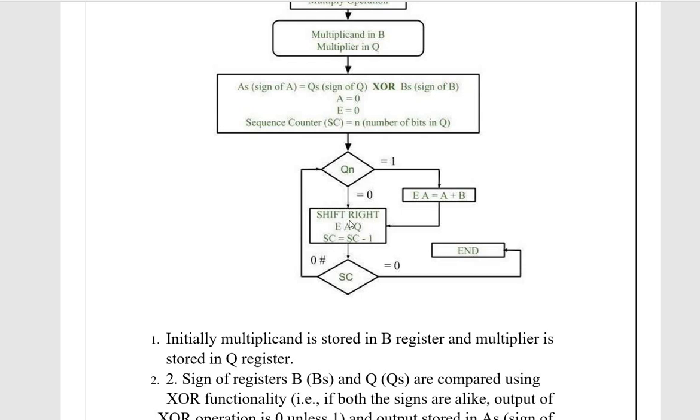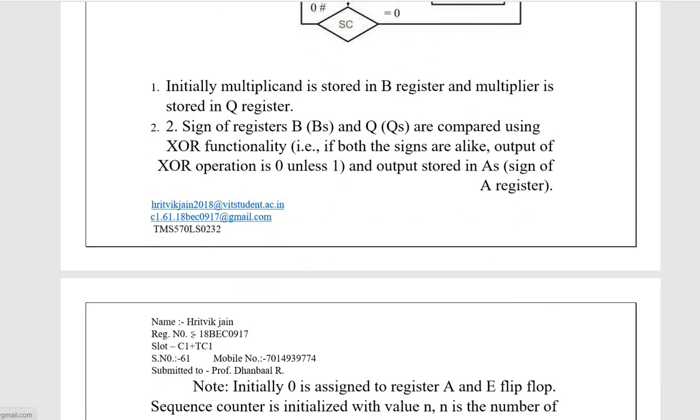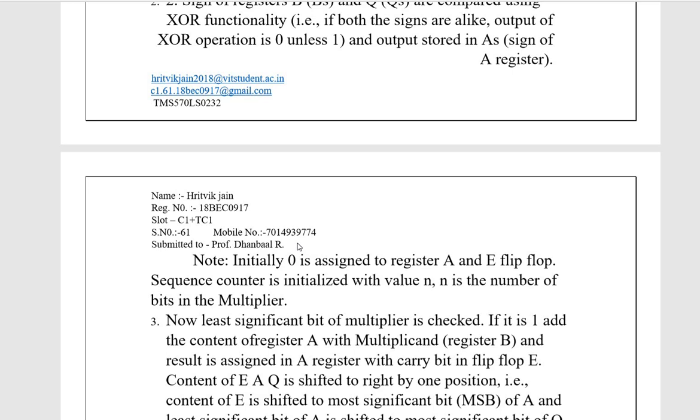Otherwise it directly applies the shift algorithm here, and it checks whether the SC value equals 0 or not. If it equals 0, then it goes to END. Otherwise it goes again to the Qn check, and this loop runs until the SC value equals 0. So like that, our loop ends. Here I wrote the steps at the bottom of that flow chart, which I just spoke about.